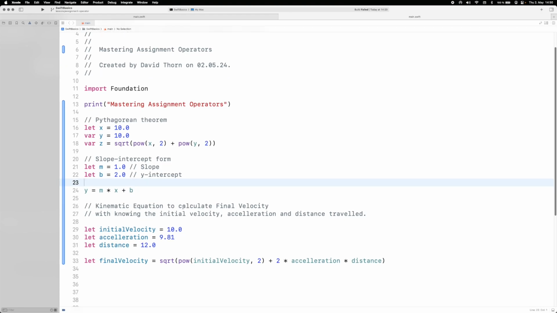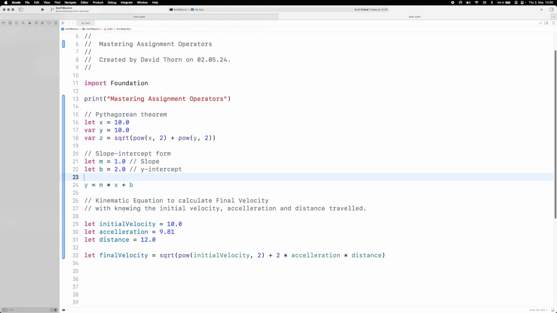And now we've got the kinematic equation to calculate final velocity, knowing the initial velocity, acceleration, and distance travelled. So the initial velocity is 10.0, acceleration is 9.81 meters per second squared, which is gravity, and the distance travelled is 12.0 centimeters, meters, millimeters. It doesn't really matter. So the final velocity is the square root of the initial velocity to the power of 2, plus 2 times the acceleration times distance. And this then gives you the final velocity.